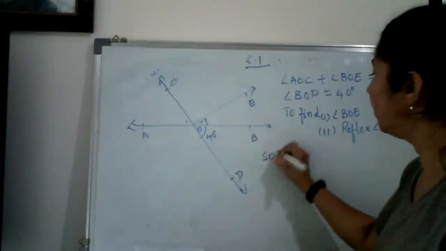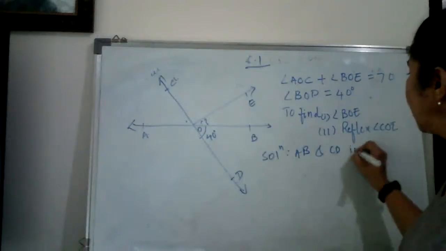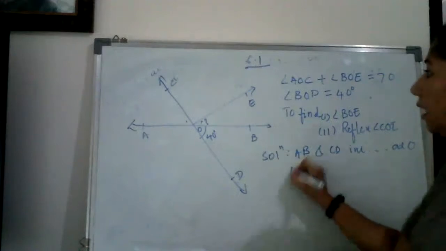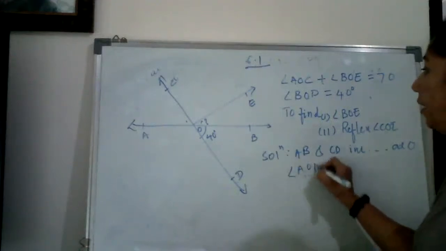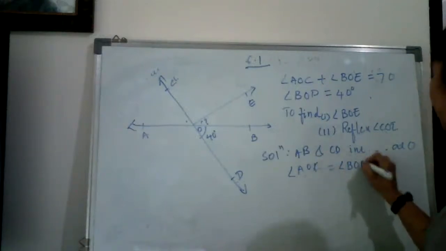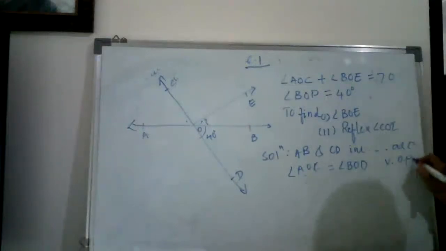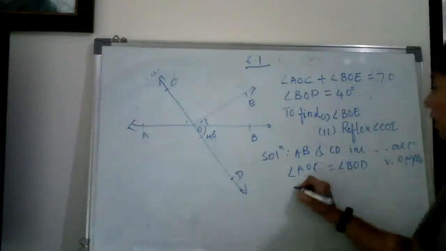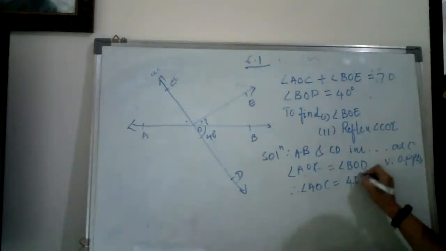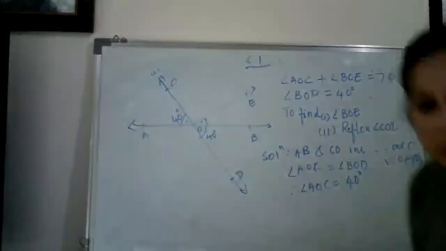So we are given AB and CD intersect at O. And hence we can say angle AOC is equal to angle BOD. They are vertically opposite angles, and hence we get, what do we get? And therefore angle AOC is equal to how much? 40 degrees, isn't it? This is 40, so this is also 40 degrees. I hope this is clear to you.